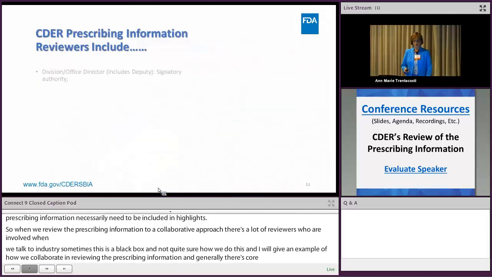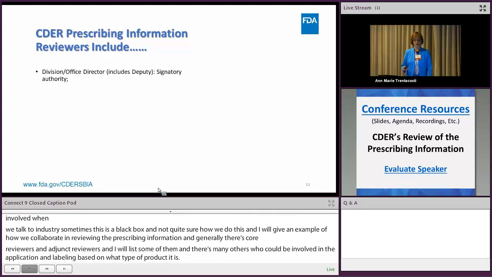The reviewers will definitely include the office or division director and deputy director. These act as the signature authority. They're the ones who sign the approval letters for which the approved labeling is attached.